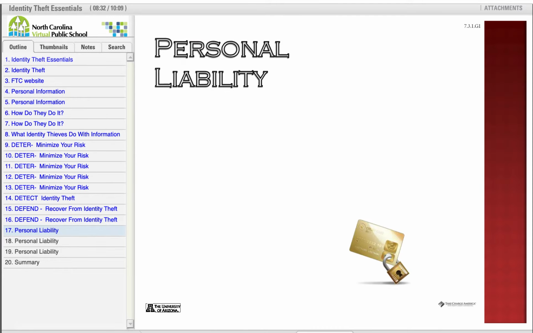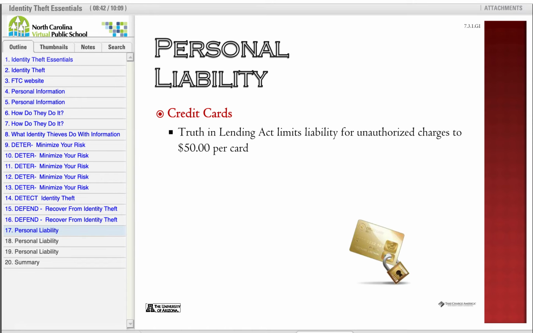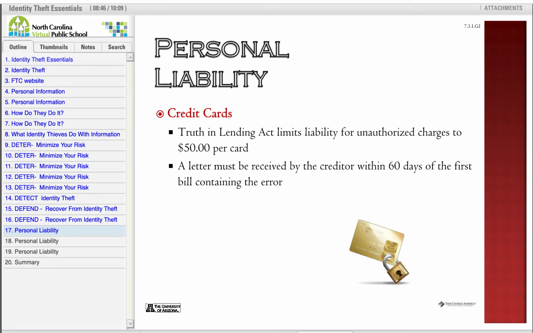Liability. Credit cards. The Truth in Lending Act limits liability for unauthorized charges to $50 per card. A letter must also be received by the creditor within 60 days of the first bill containing the error. The dispute must be resolved within 90 days of the creditor receiving the letter.